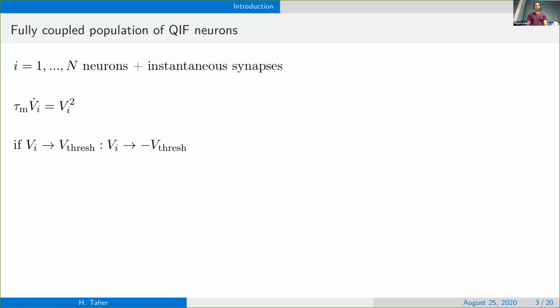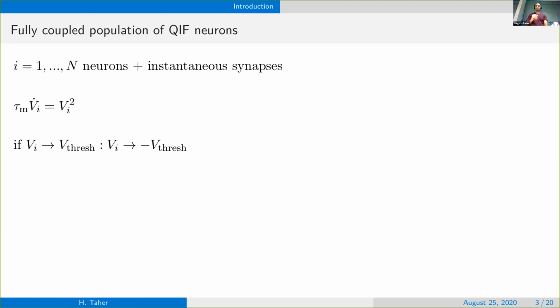We start with a population of quadratic integrate and fire neurons, or in short, QIF. These QIF neurons are described by a differential equation, which looks like this. We have a membrane time constant tau m, and we have this quadratic membrane voltage term on the right-hand side. Without this reset rule, this differential equation would just explode. So as soon as the membrane voltage V_i reaches some threshold, we reset it to minus V.